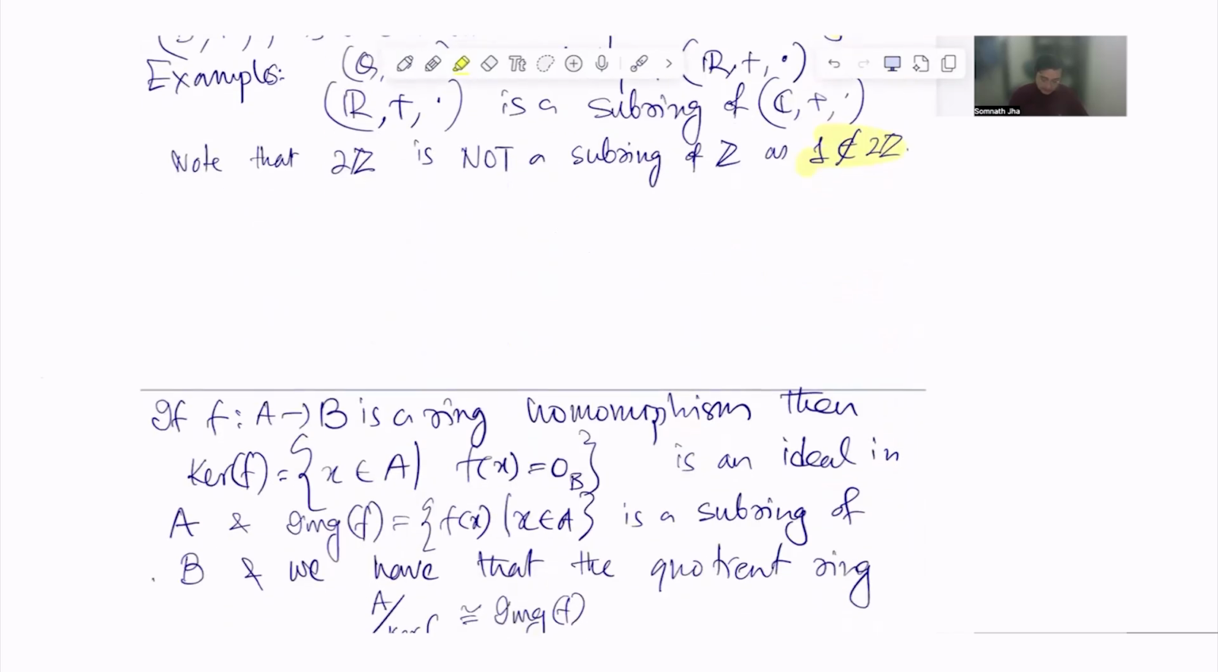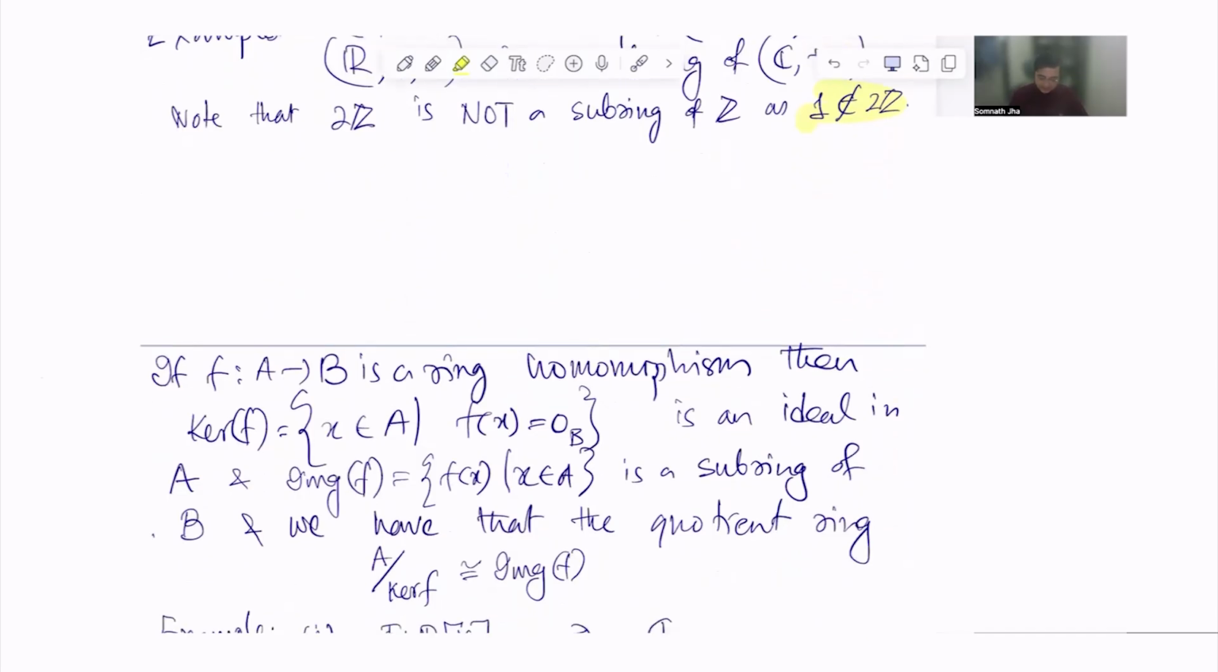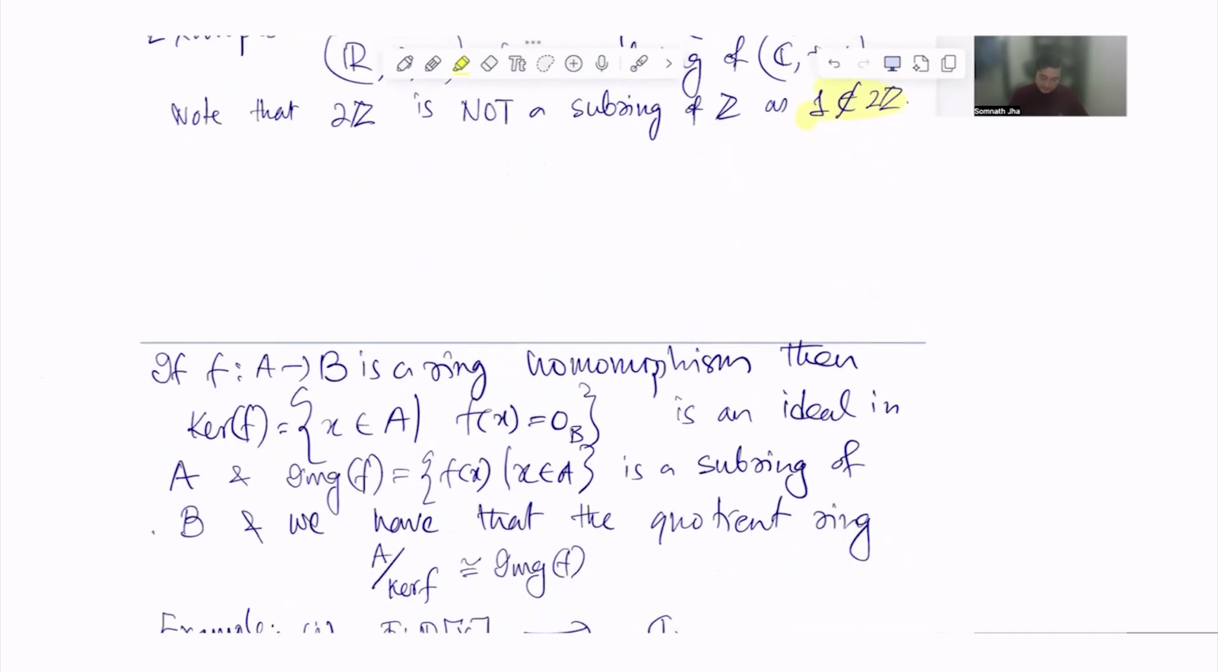So now we have the isomorphism theorem: if f from A to B is a ring homomorphism, then the kernel of f is the set of x in A such that f(x) is 0. As we said, this is an ideal. And what is the image of f? The image of f is f(x) where x is in A, so it's just the set of f(x). This we have also discussed before. This is a subgroup of the abelian group B.